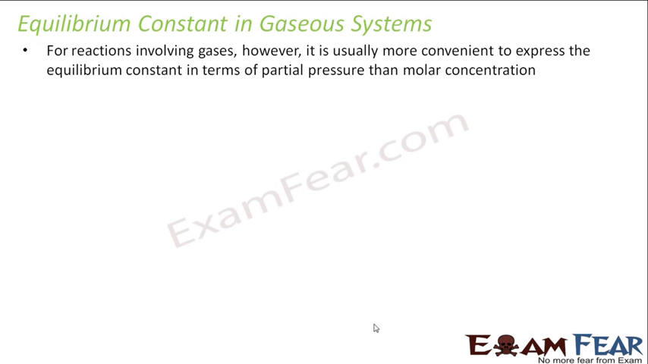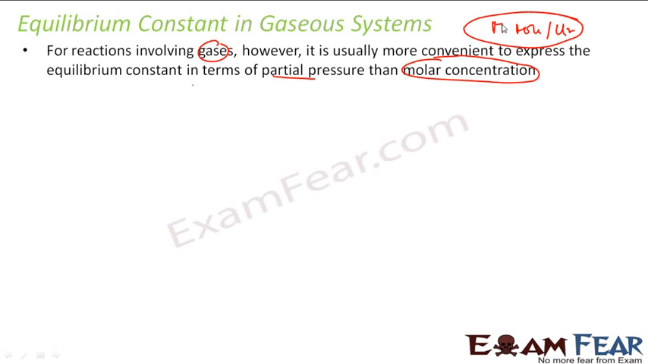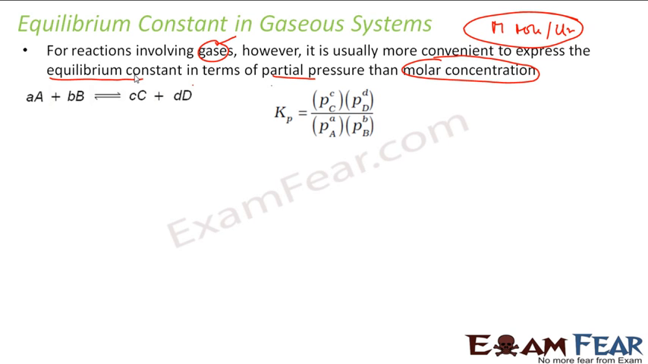So if you see, for reactions which have gases involved, it is more convenient to express the equilibrium constant in terms of partial pressures rather than the molar concentration. Till now we have been using M or moles per liter, right? But for reactions which involve gases, it is convenient to write this equilibrium constant in terms of partial pressure, and that's what we'll do. So let's suppose the reaction I have is A plus B is equal to C plus D, and all are gas.